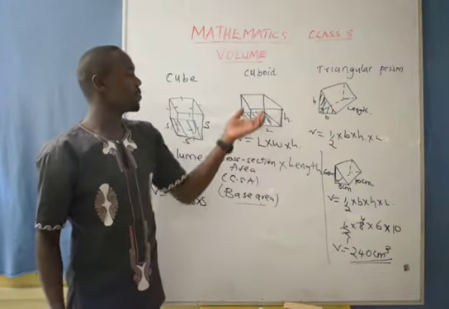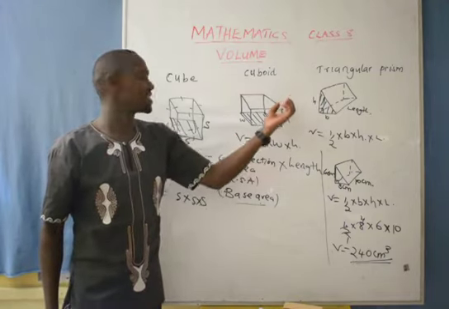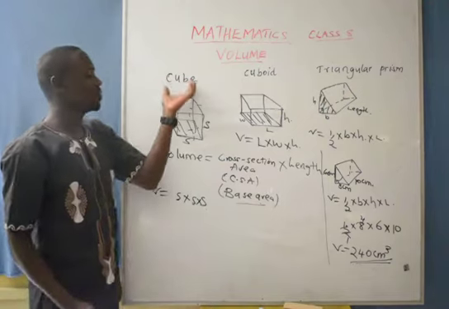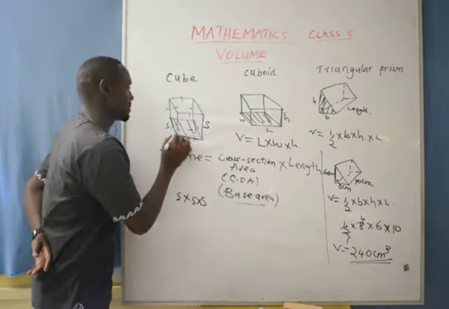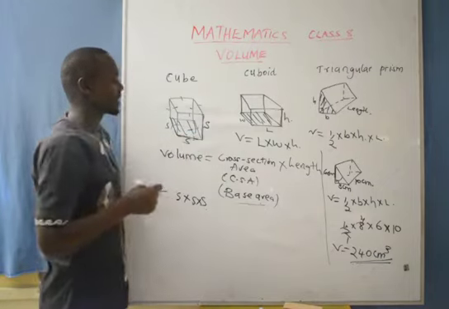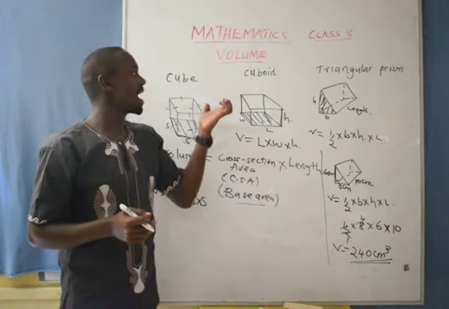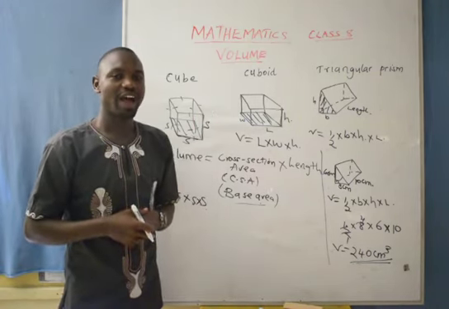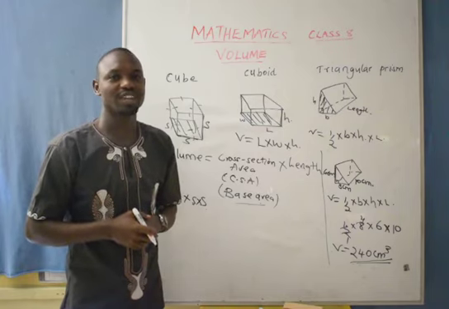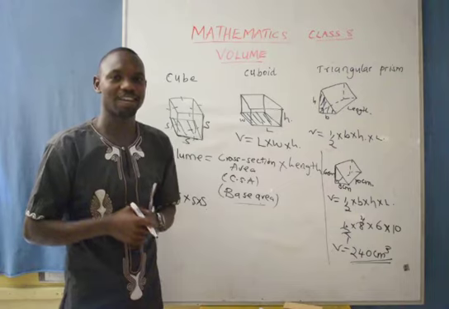When you are given a cuboid, just take the length times the width given, then times the height. When you are given a cube, to get the volume of a cube, just take side times side times side. And once you do more examples, you will familiarize yourself with the formula for getting volume of solids. So I urge you to do more examples so that you can be able to get the volume of a cuboid. Thank you.